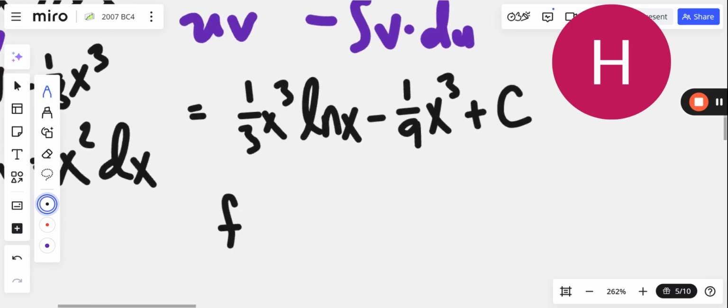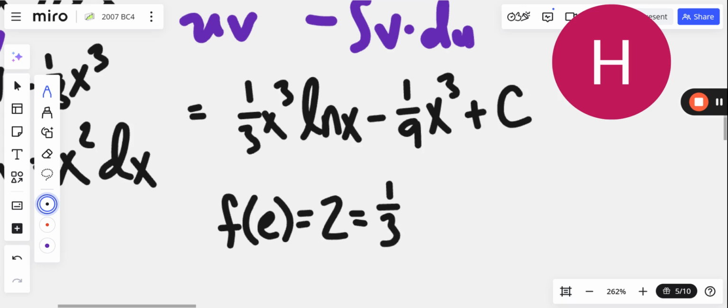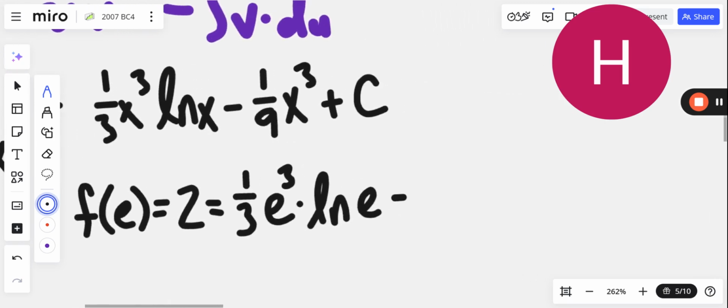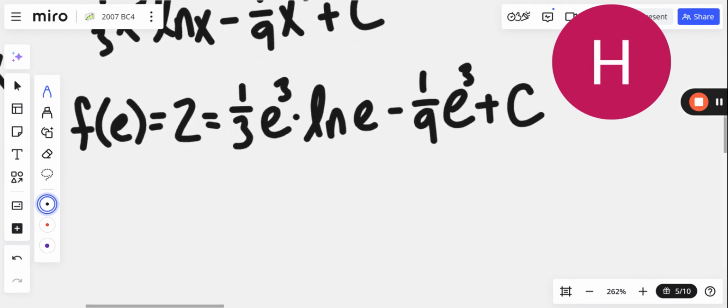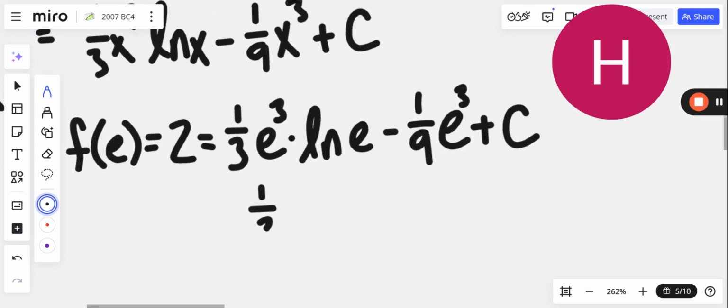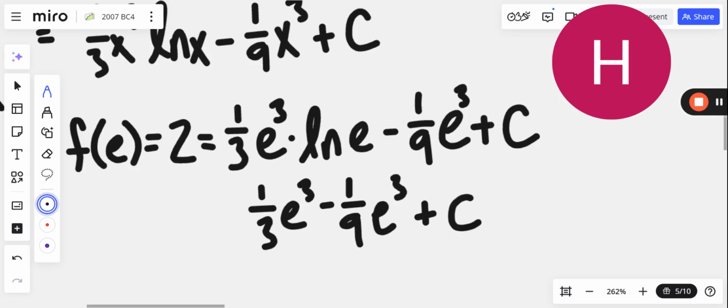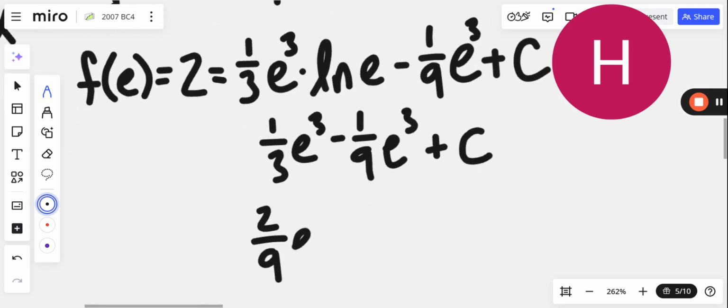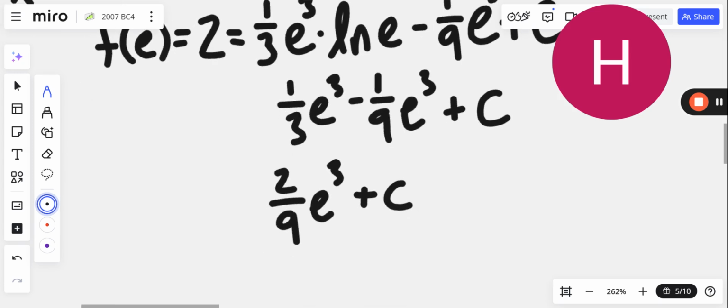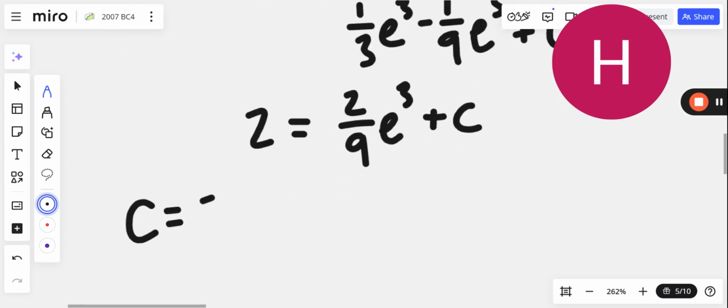So now it's time to use the initial condition that f of e equals 2. So let's plug in e. We're going to get 1/3 e cubed times ln of e. Ln of e is nice, it's just 1. Minus 1/9 of e cubed. Whoa, my 9 went away. Plus c. Well, this is simply going to be 1/3 of e cubed minus 1/9 of e cubed, which is 2/9 of e cubed, plus c. This all equals 2. Therefore, c is equal to 2 minus 2/9 of e cubed.